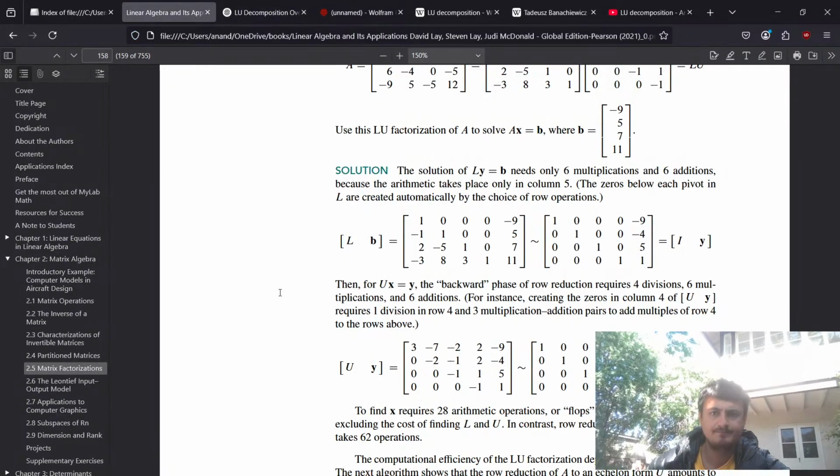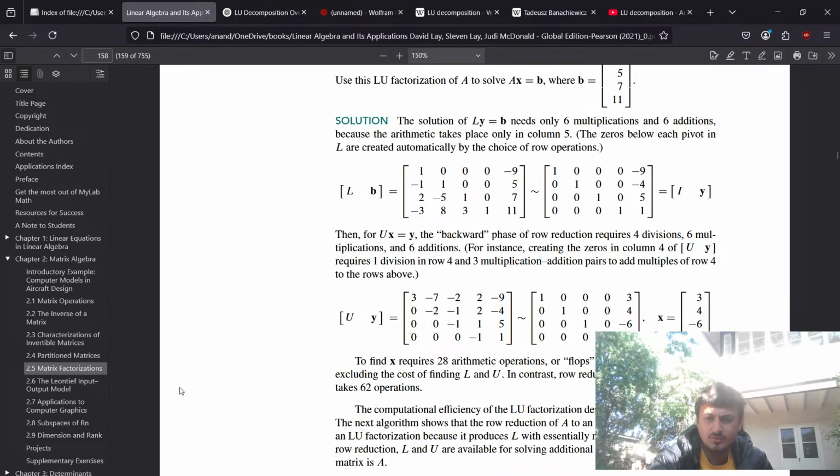So then how do you... Okay, then the way that you get Y is you do L, B, and you row reduce to I, Y. That sort of makes sense. Then what do you do for the UY?